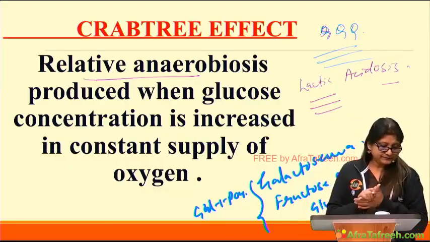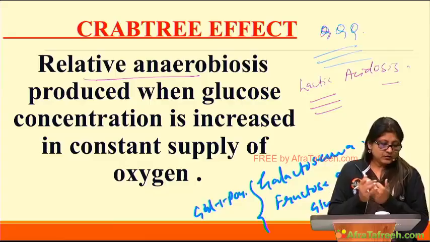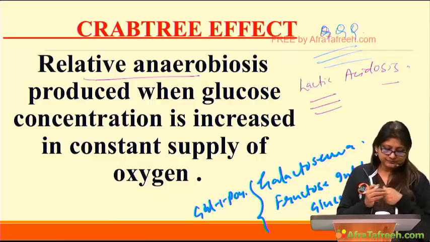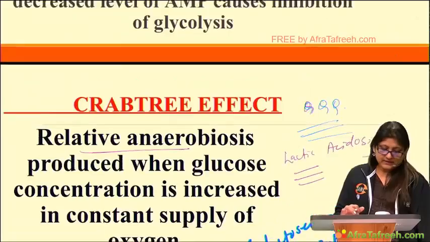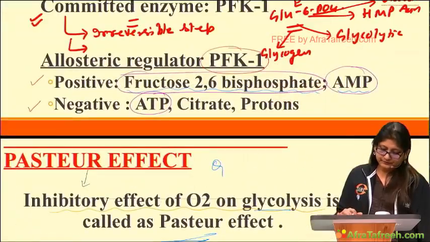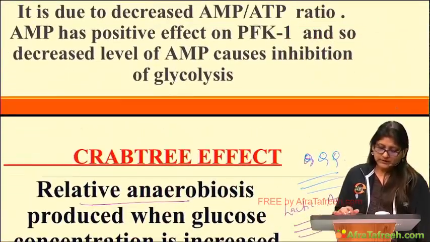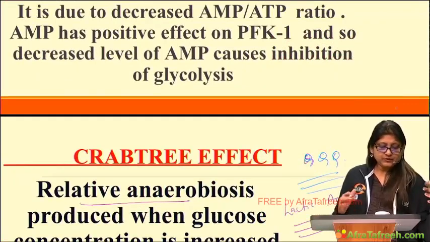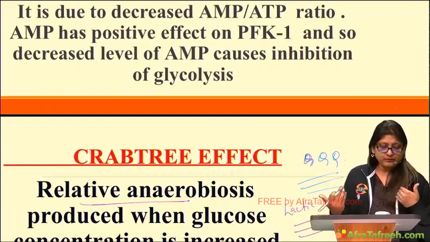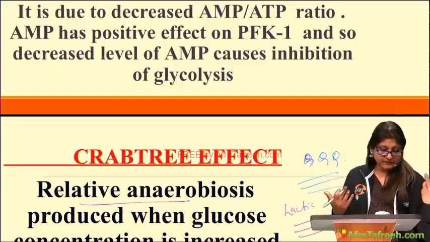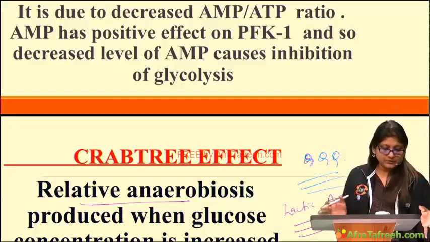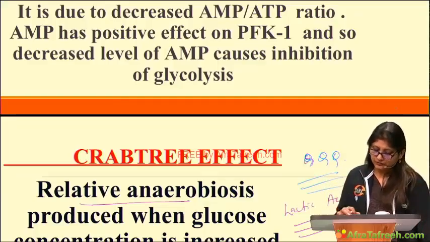All right, very good. Yes, I told you, both are, see, increased ATP is going to have an inhibitory impact on PFK1, and decreased AMP also will have down regulation of PFK1. So the glycolysis is going to be down regulated.